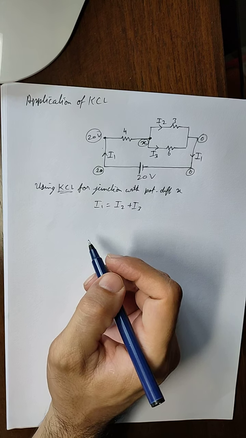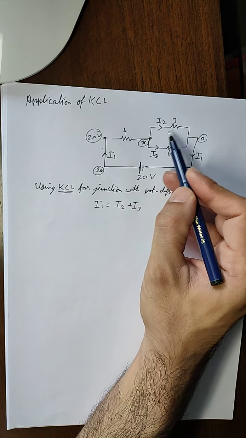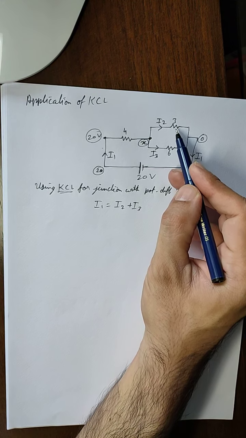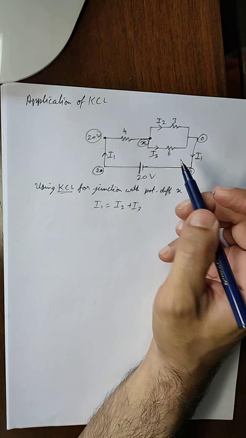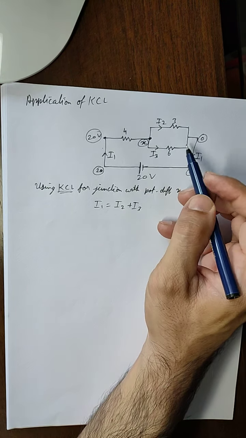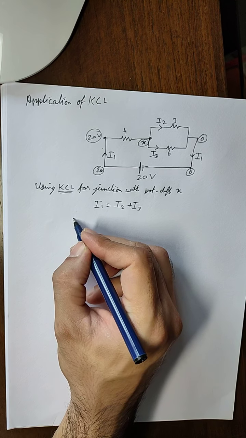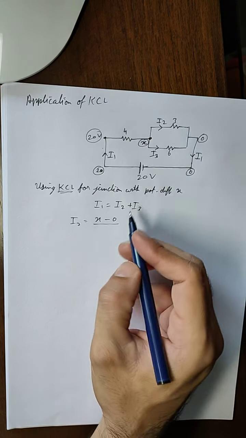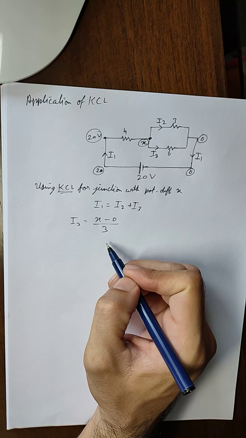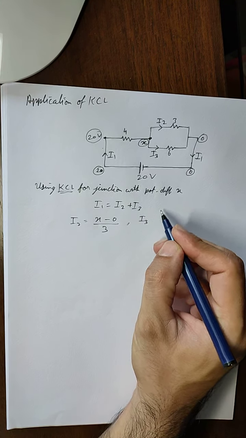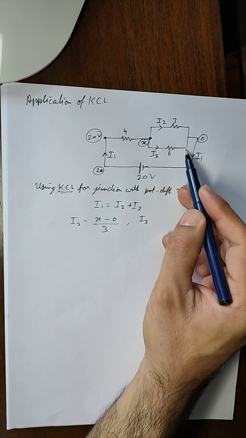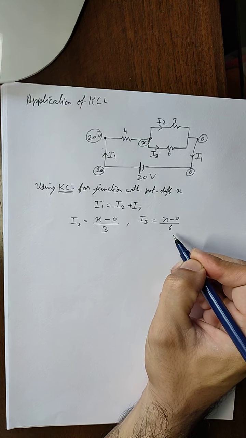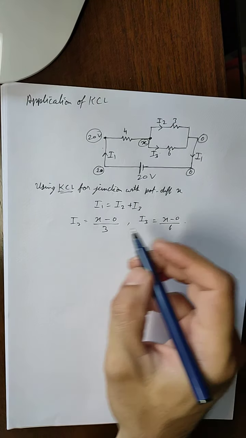Now if we use Ohm's law, the current in a branch will be equal to the potential difference across the branch divided by the resistance. This is simple Ohm's law that we are using. The potential difference in this branch is X minus 0, so I2 will be equal to X minus 0 divided by the resistance of the branch, which is 3. So I2 will be (X minus 0) upon 3. Similarly, I3 will be the potential difference across this branch divided by the resistance, so it will be (X minus 0) upon 6.